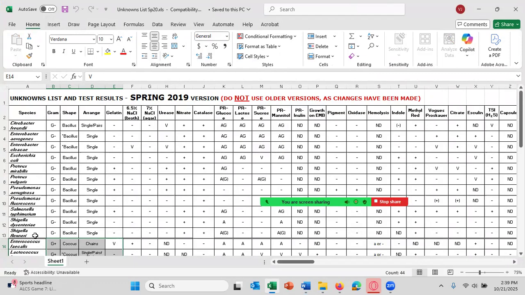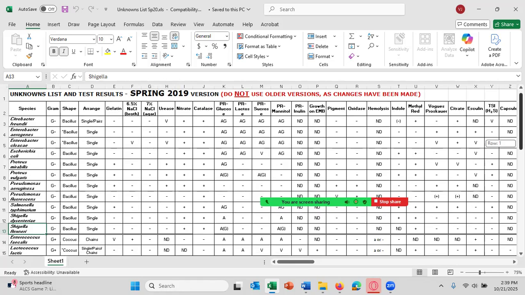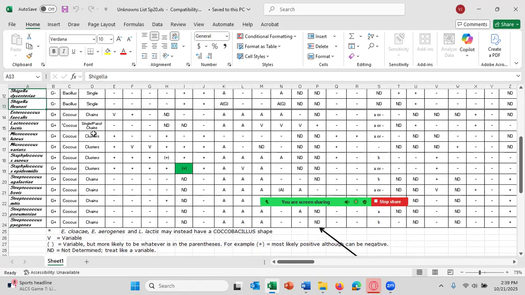And so here we have the gram-negative bacilli, and there's about 20 of them. And then we also have some gram-positive cocci, and also there's about 20 of them. So one number will represent one of these species, and then all term long, you'll be requesting tests to try and identify the species.